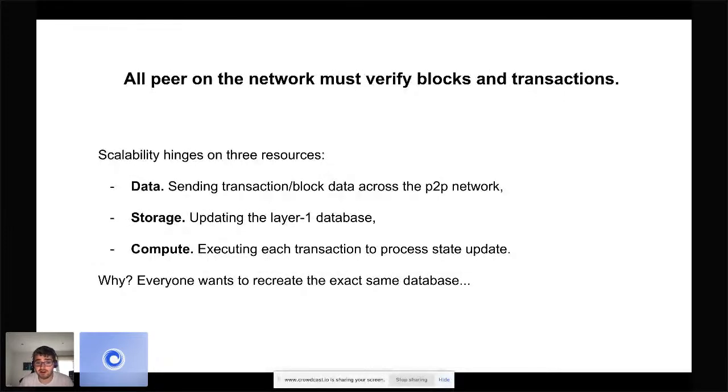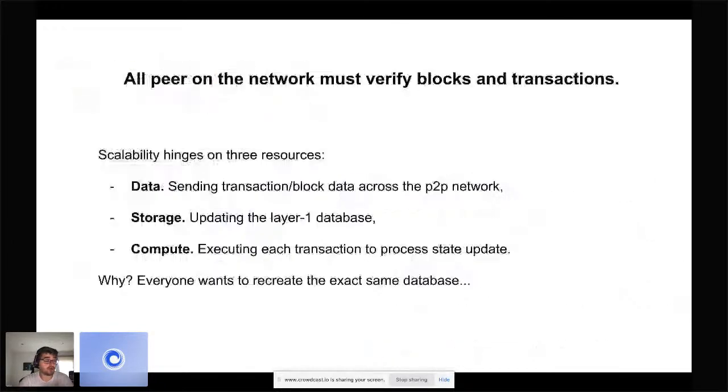Then afterwards is computation. When I send a transaction out to the network, or when a miner sends a block, I have to re-execute every transaction, update my database, and then pass it on. Computation is a slow process, and is also another bottleneck of trying to get blocks across the network in real time.